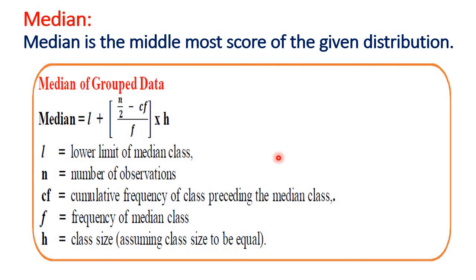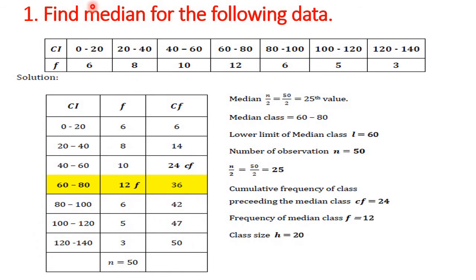Let us solve some problems based on this grouped data. Find the median for the following data. The class interval and frequency are written horizontally; let us write these rows as columns. Class interval and corresponding frequency: 0 to 20 is 6, 20 to 40 is 8, 40 to 60 is 10, 60 to 80 is 12, 80 to 100 is 6, 100 to 120 is 5, 120 to 140 is 3.